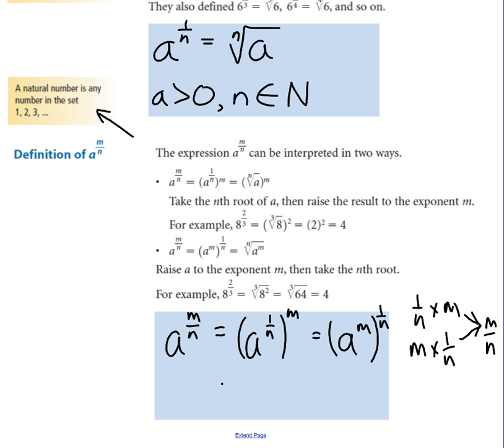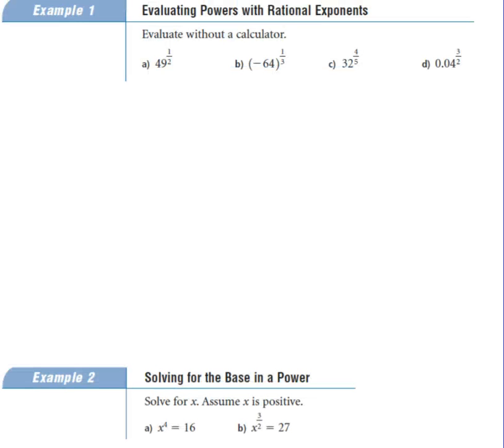So this would require us to take the nth root of our base, raise it to the exponent m. This would obviously require us to first evaluate the inside power and then evaluate the nth root. So they look very similar. Both are going to involve the same operations, just the order will change. So those are our two definitions that you need to know. We've gone over examples 1 and 2 in the textbook.